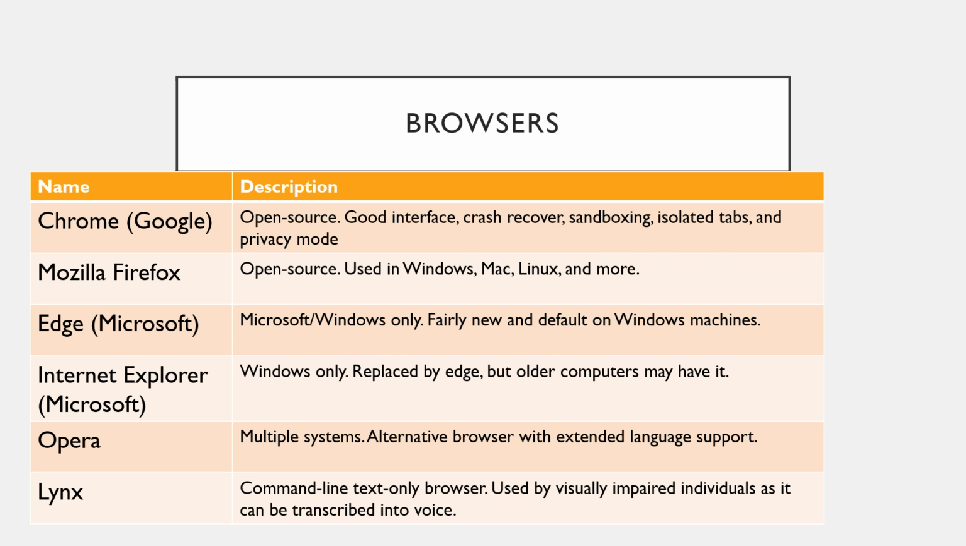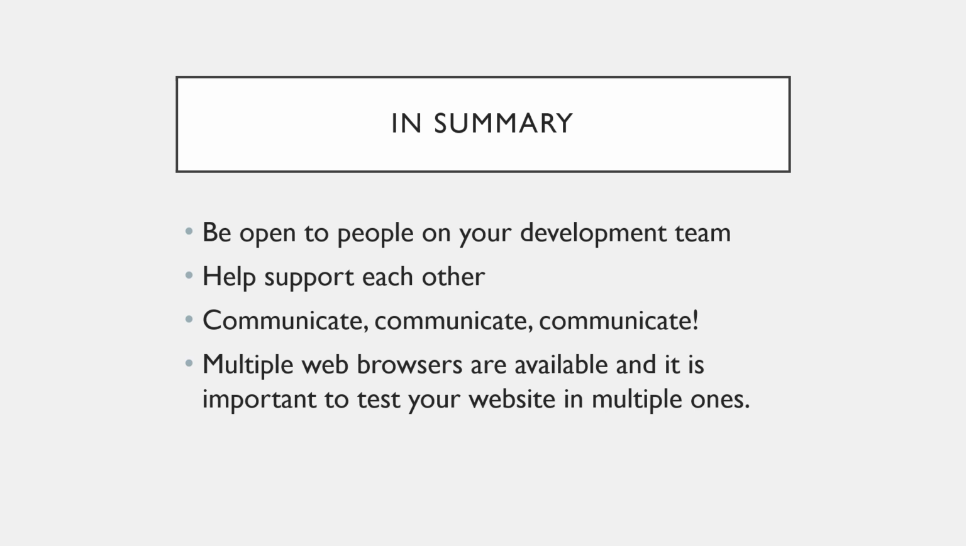All right, in summary, be open to people on your development team. Whenever you're designing your website, you want to make sure that you're communicating effectively and regularly with the people on your team. Make sure you help and support each other, and you communicate. That is critical to making sure that your project works successfully.